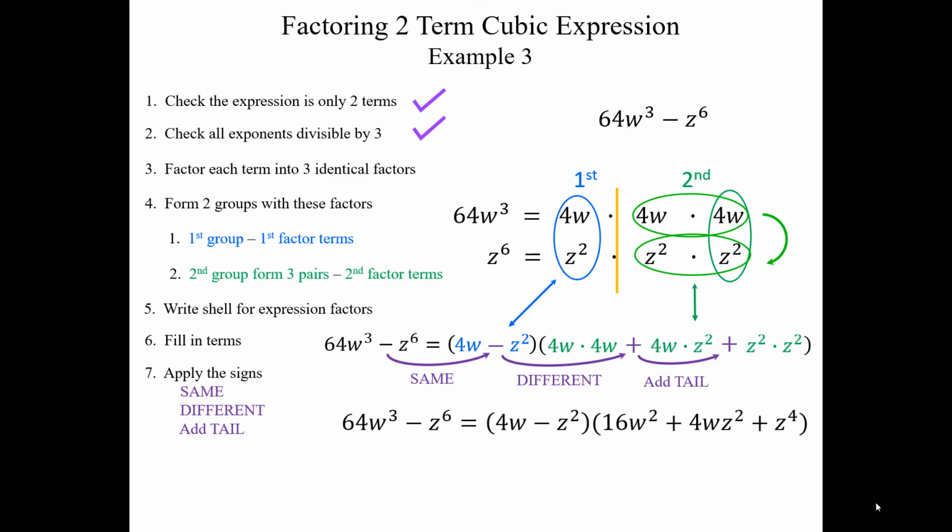So the expression 64w cubed minus z to the 6th has two factors. The first is 4w minus z squared, and the second is 16w squared plus 4wz squared plus z to the 4th. And that concludes the factoring.